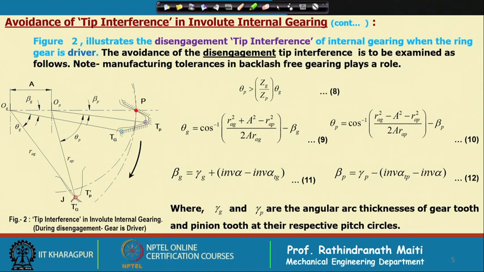For example, we have used a very big pinion to drive a ring gear for some reason, it might be that we do not need a fixed axis. In that case, we need to verify the disengagement interference considering the pinion as the driver. That we should remember.